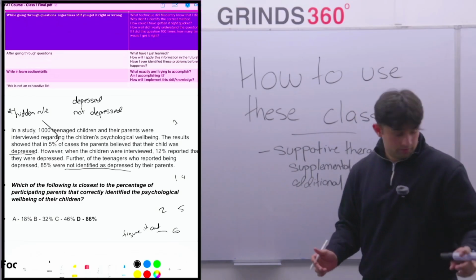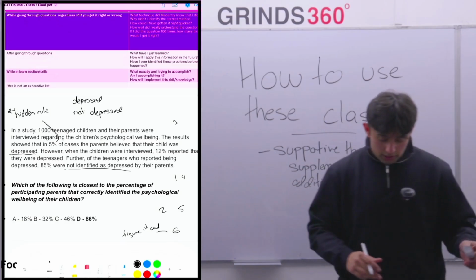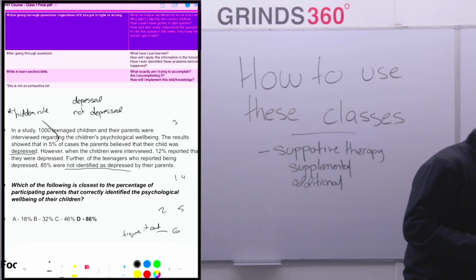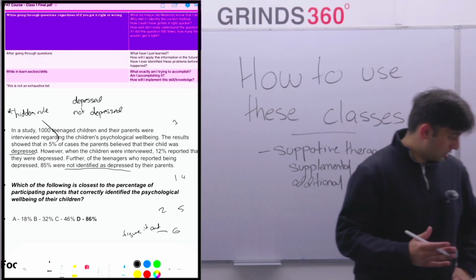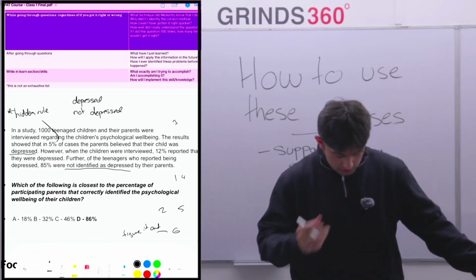Okay, so what they have said, oh yes, somebody said it. 5% identify the psychological well-being. That is correct. Except D, 50 kids. Okay, Mr. J, well done. Or Miss J. 95% said not depressed. That's what they're saying. So there's a hidden rule here.